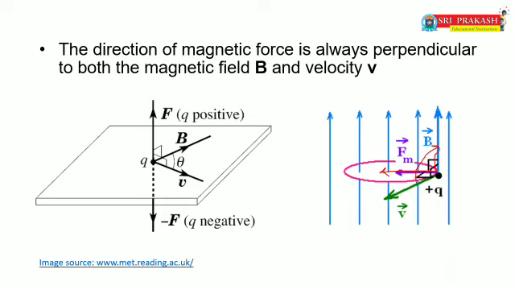As the charged particle is moving perpendicular to the magnetic field, as you can see here, the charged particle will continuously move along a circle. That is the major point. There are many more details about this force on a charged particle in a magnetic field, which we will discuss in the next class.